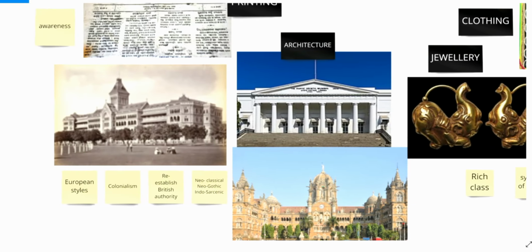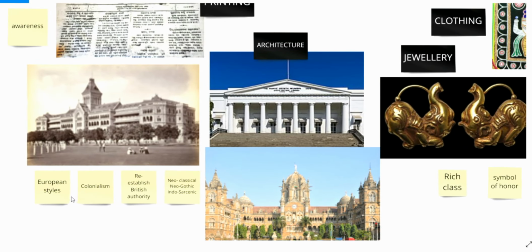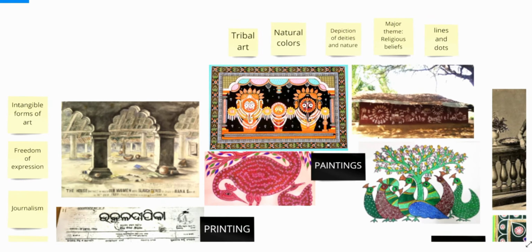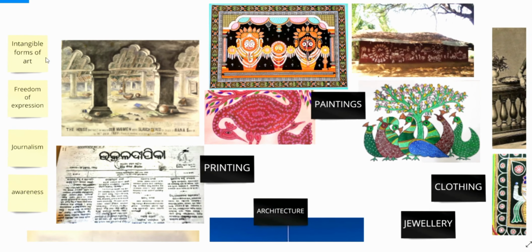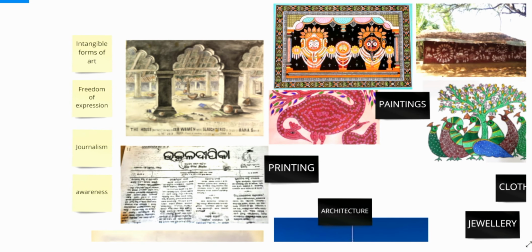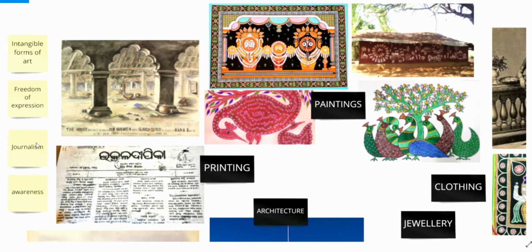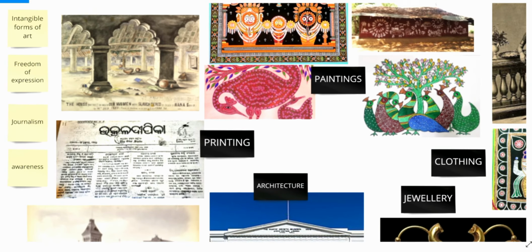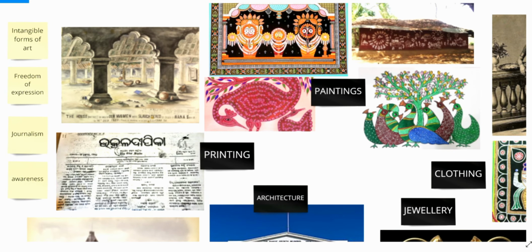Talking about architecture: European styles, colonialism, re-established British authority because of the revolt of 1857, neoclassical, neo-Gothic, and Indo-Saracenic were the three major styles. Printing: intangible forms of art, a form of expression, journalism, freedom of expression, and to create awareness.